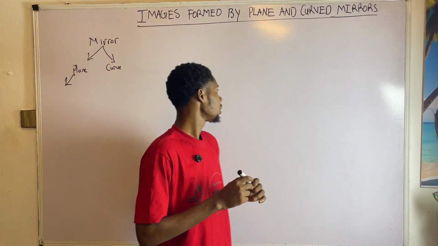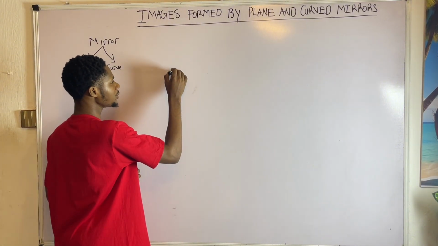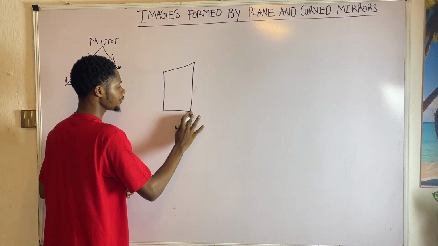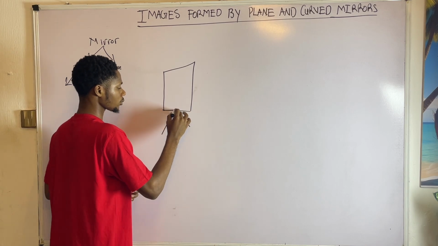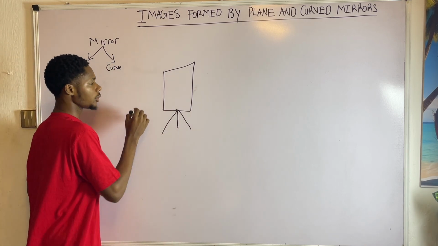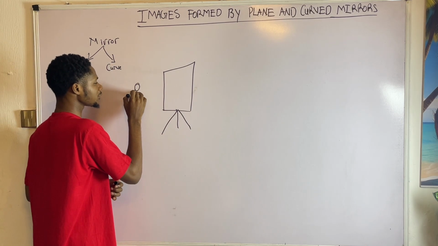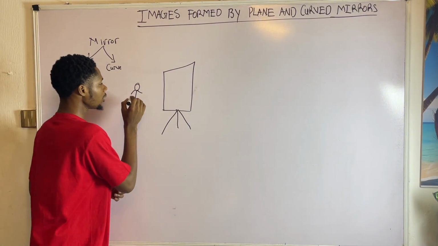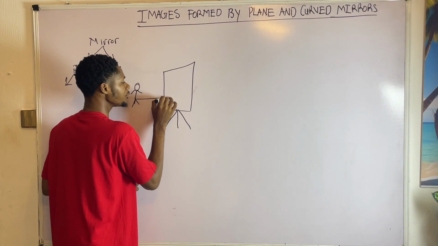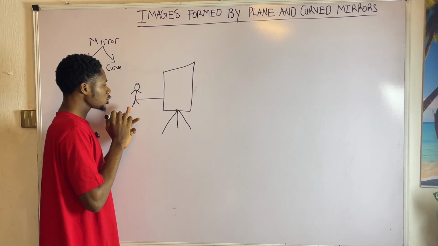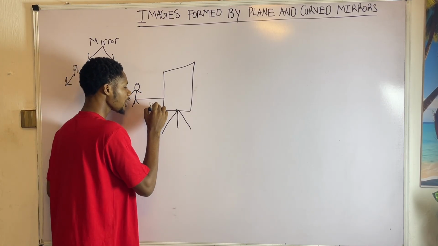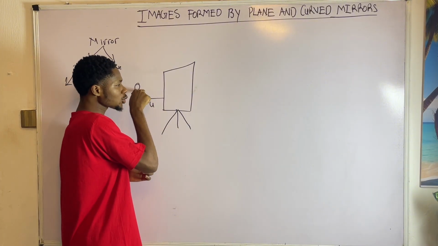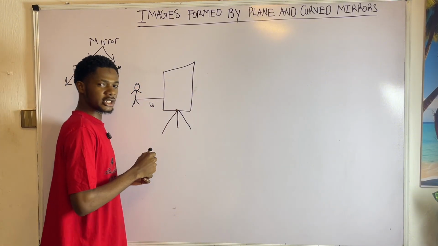Let me give you an illustration. Let's say we're having a mirror like this. This is the mirror, and then a person stands in front of the mirror. If we call the distance between the person and the mirror u, the person is going to see an image that is formed inside. This is the object.